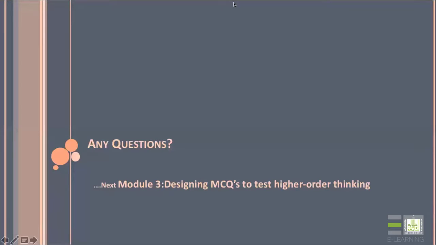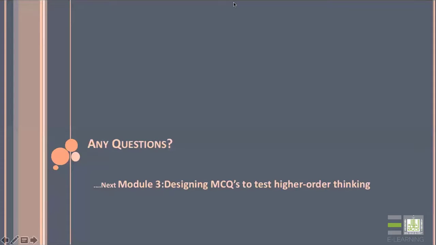Like I mentioned before, within your alternatives the position of the correct answer should vary for each question, so that you're not giving away clues to students, and you're varying the combination of answers. Hopefully that helps answer that question.